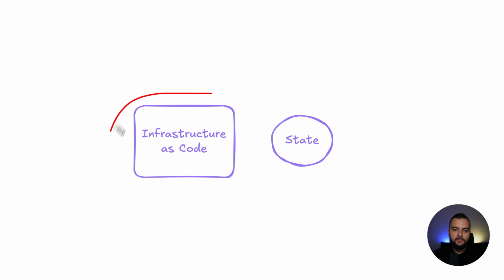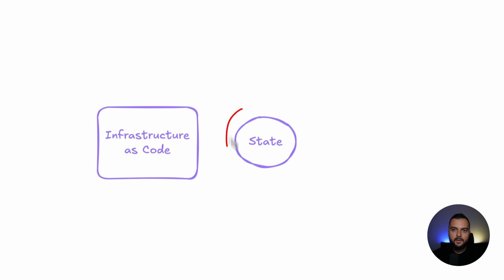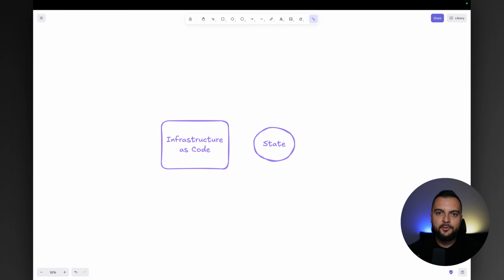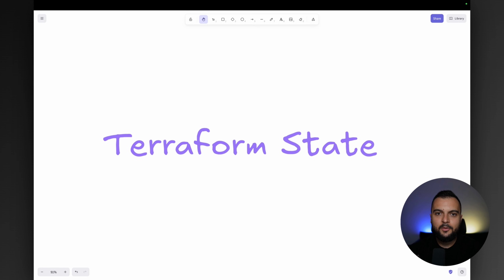Whenever you are working with infrastructure as code tools like Terraform or OpenTofu, everything revolves around state. Infrastructure state should be the single source of truth. You can think of infrastructure state as a snapshot of how your infrastructure looks at any given time. Let's now take a look at how Terraform state works, and this would be the same for OpenTofu as well.